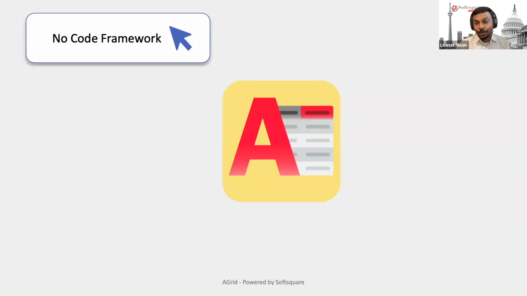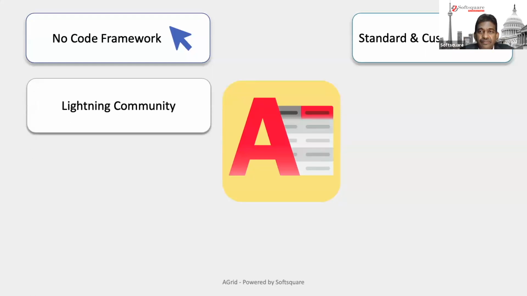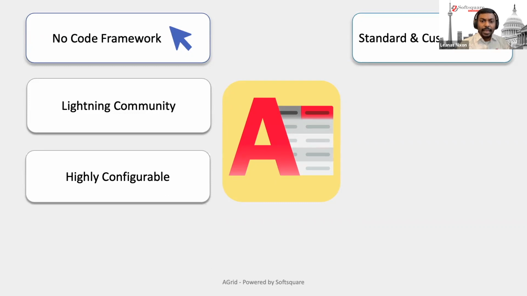AGrid is a no-code grid framework built using Salesforce Lightning Web Components. We can build powerful grids for any standard object or any custom objects. AGrid is Lightning ready, and you can use it in all Lightning pages like record detail page, Lightning app page, Lightning community, and flows. AGrid is highly configurable, and your admins can configure the features at each list view level.